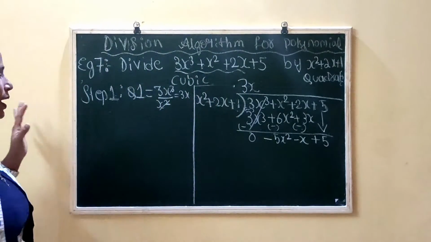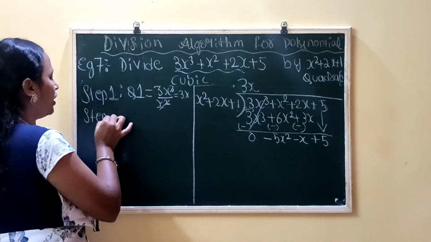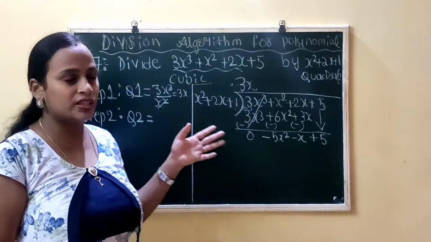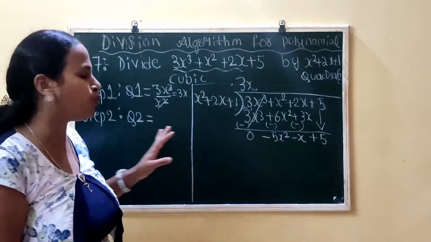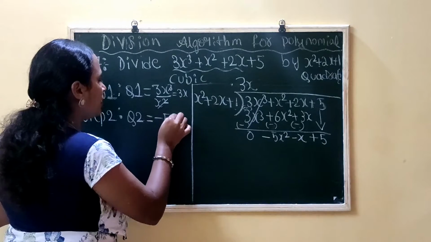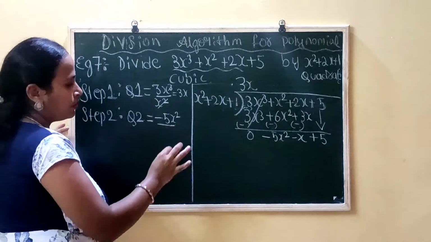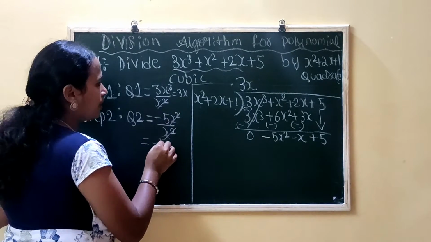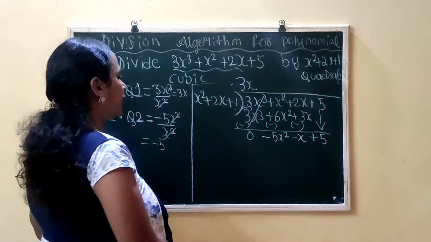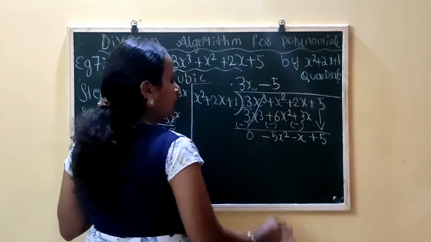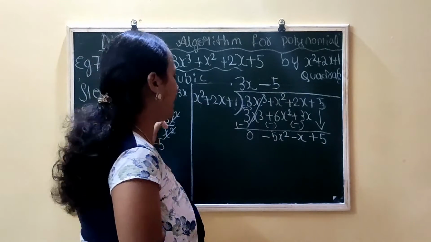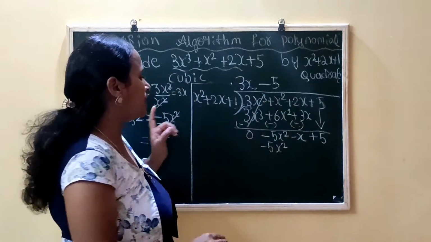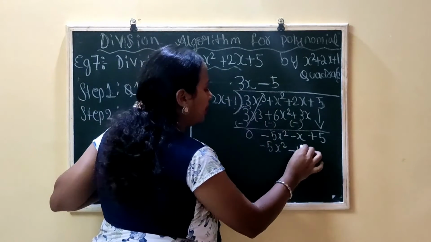Now we need to apply step 2. So what does step 2 indicate? Quotient 2 is equal to the highest degree term of the new dividend, that is minus 5x square, divided by the highest degree term of the divisor, which is x square. So x square and x square are gone. Minus 5 is the second quotient. Now normal multiplication: minus 5 into x square will give you minus 5x square. Minus into plus is minus, 5 2s are 10x.